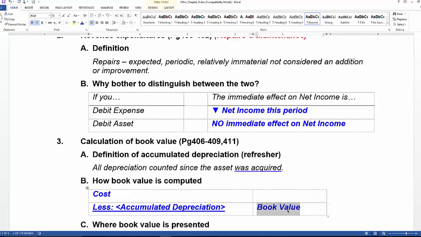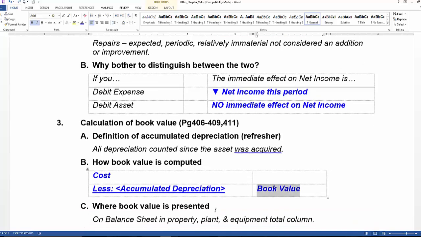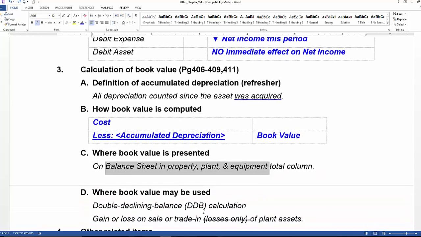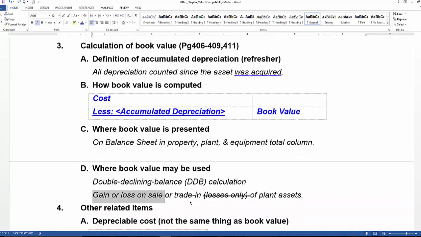They don't refer to it as book value. You'll just see the number over there. Now, where will you find it? On your balance sheet in property, plant, and equipment, or fixed asset, or plant and equipment, or any other variety of things that sound kind of like that in the total column. Now, where can you use it? When you're doing a special kind of depreciation called double declining balance depreciation, and whenever you're calculating a gain or loss on a sale or trade-in of plant assets.